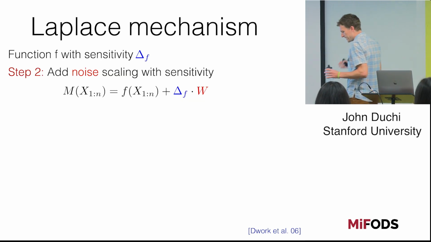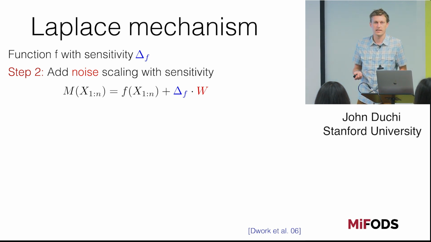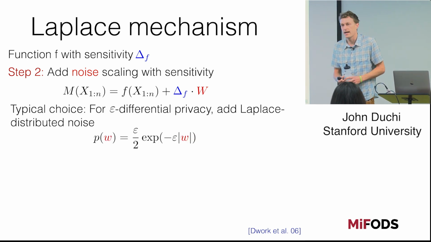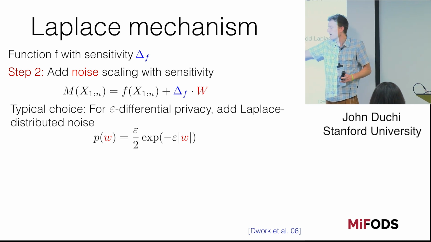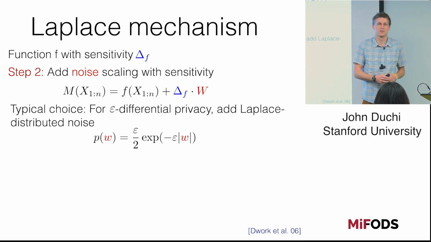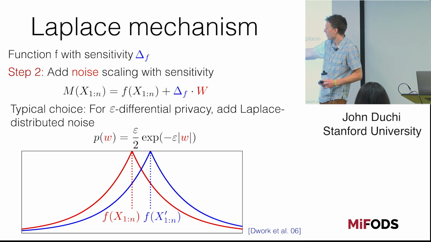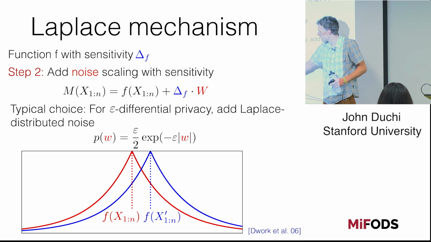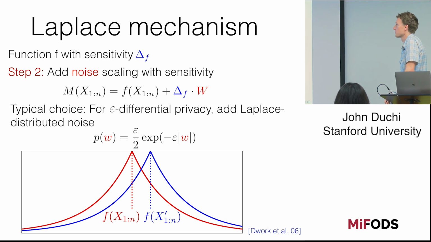So the standard classic mechanism for this is what's known as the Laplace mechanism. We said we're going to add noise scaling with the sensitivity. Well, the typical choice is to add Laplace distributed noise. The Laplace distribution is just, I have epsilon as my differential privacy level, and then I'm going to add noise with density e to the minus epsilon times the absolute value of w. So the nice thing is you can see that the ratio of this is always going to be bounded by e to the epsilon. So I have f of x and f of x prime, and then I have 2 different Laplace distributions peaked at the true values f of x and f of x prime.